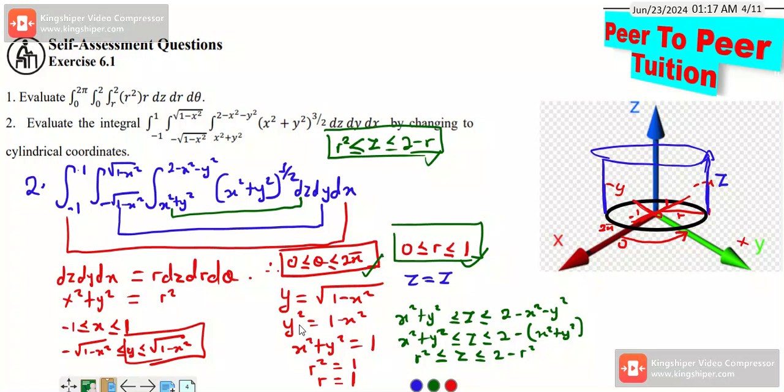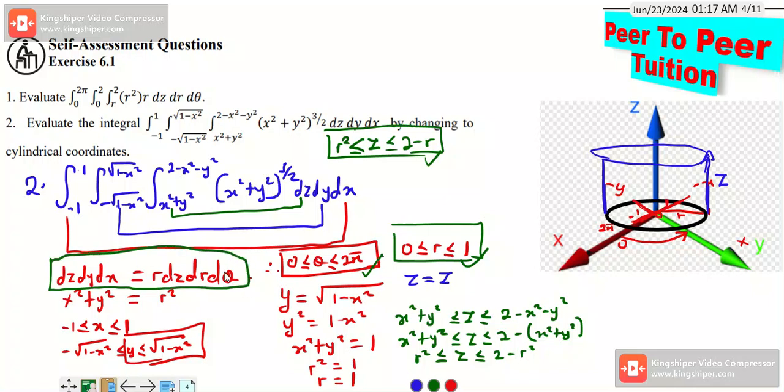Alright. So now we can write them down. So now we can form our integral. In forming our integral, I'm going to start from the first one. Remember, dz, dy, dx is equal to this.